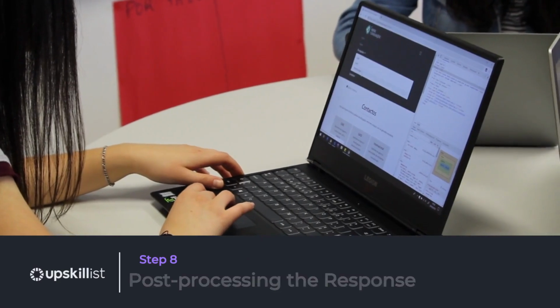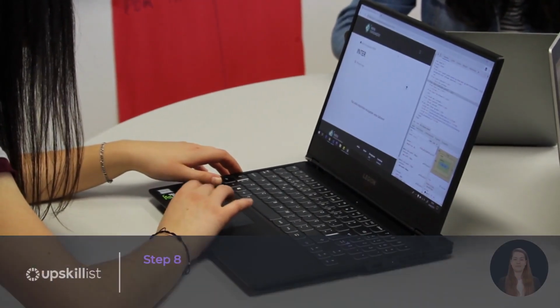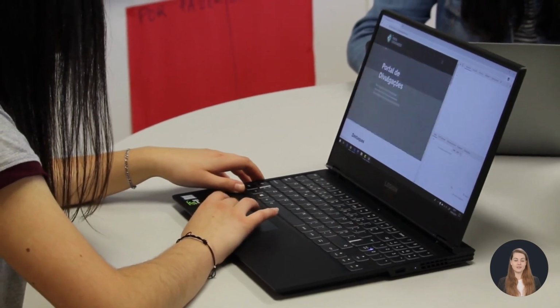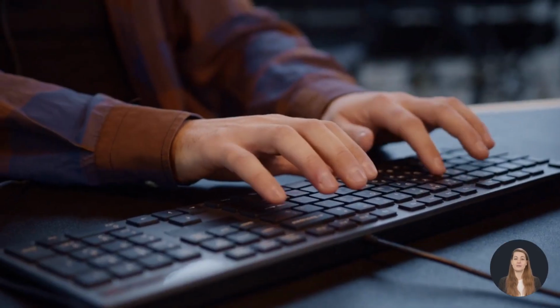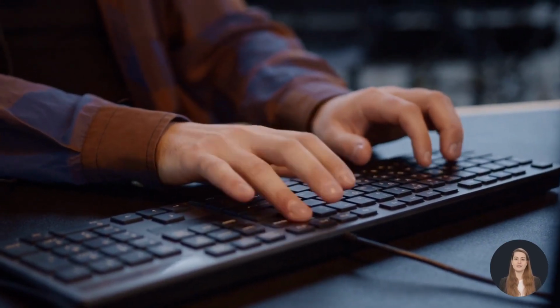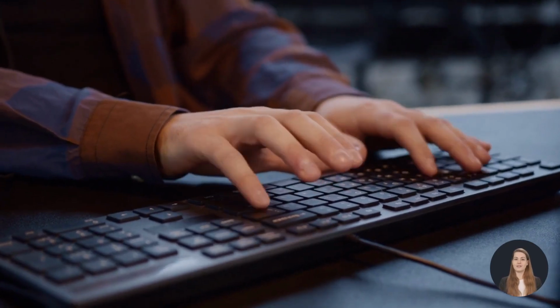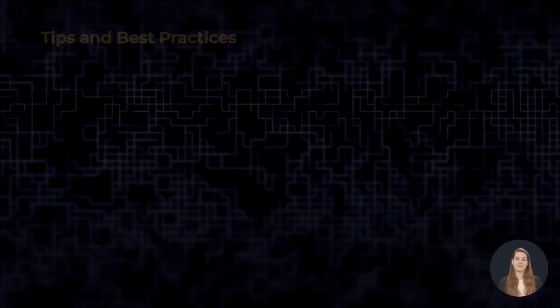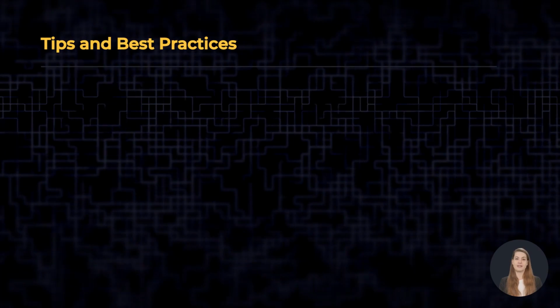Step 8. Post-processing the response. Depending on your application's requirements, you may need to post-process the response to refine the output. This can include filtering out irrelevant information, summarizing long responses, or formatting the response to match your desired output style. Post-processing is crucial to ensure that the generated responses from ChatGPT align with your specific use case and provide valuable information to the users. Let's go through some tips and best practices.